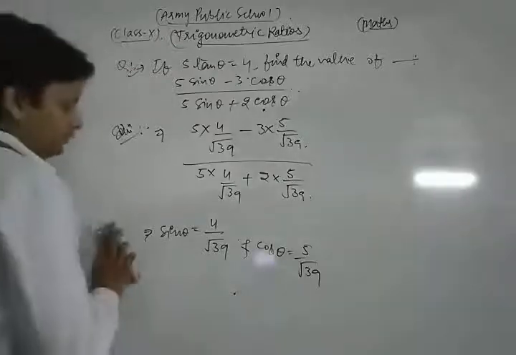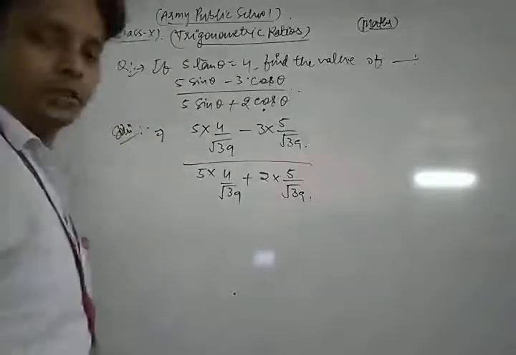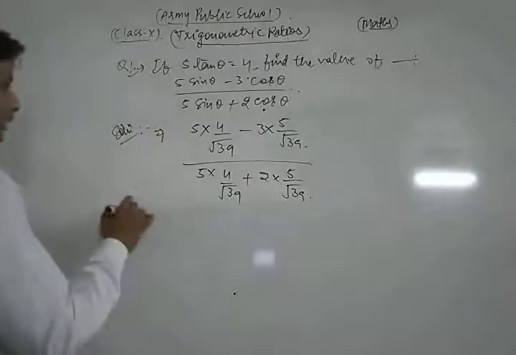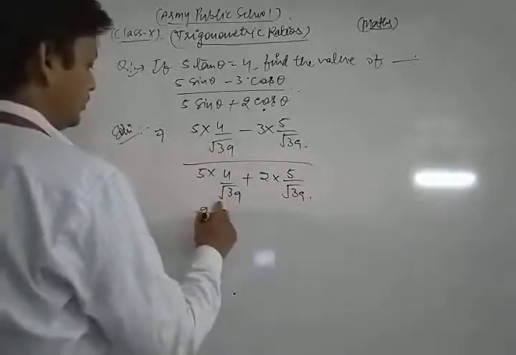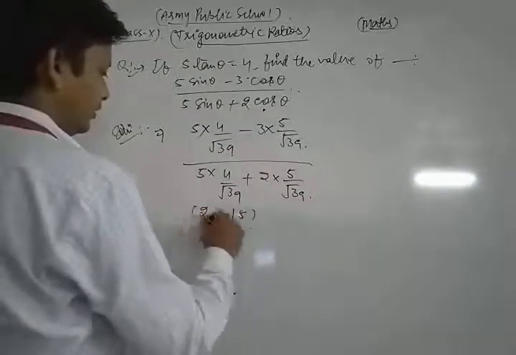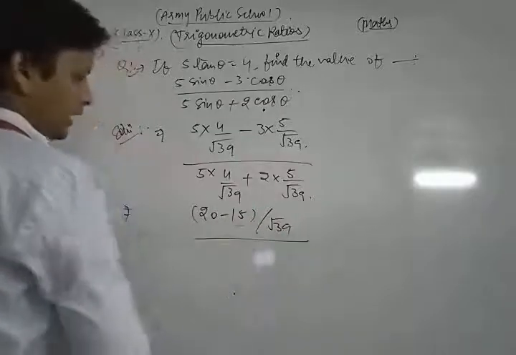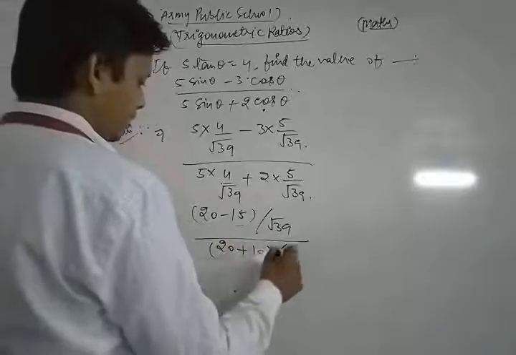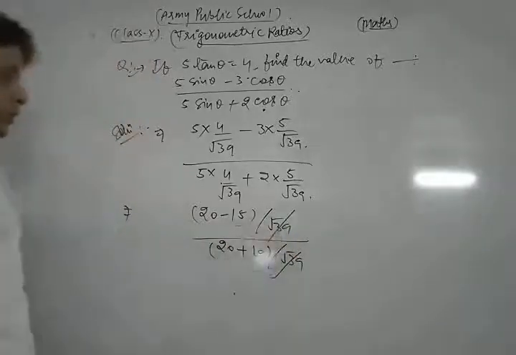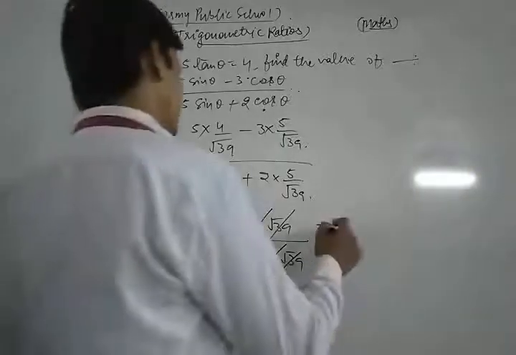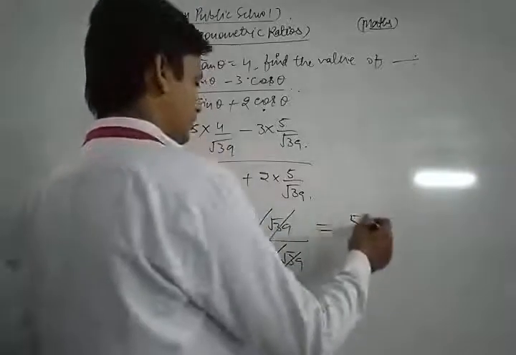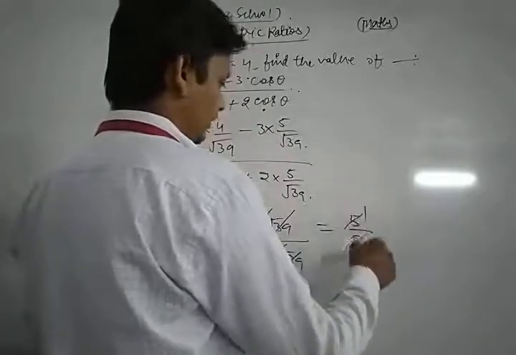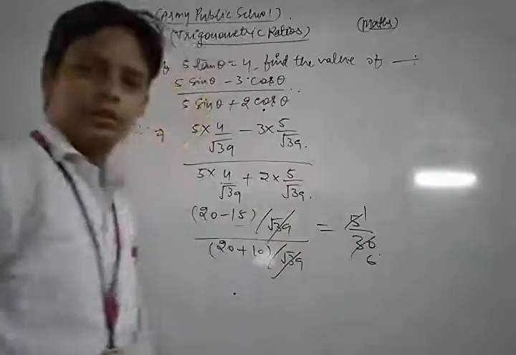Now we take the LCM of the denominator in both the numerator and denominator. So in the numerator we get 5 fours are 20 minus 5 threes are 15 divided by under root 41, and in the denominator 5 fours are 20, 5 twos are 10 upon under root 41. Now under root 41 and under root 41 cancel each other. So we get 20 minus 15, that is 5, divided by 30. So 5 ones are 5, 5 sixes are 30.